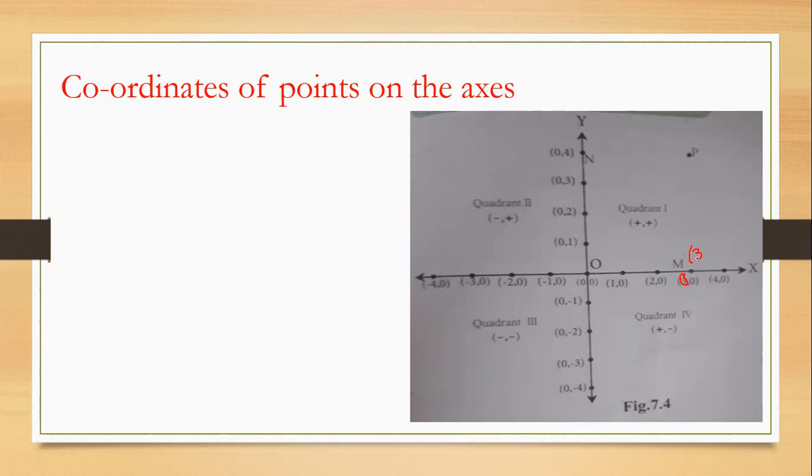Now, what about y coordinate? The y coordinate, it will be 0. Because you can see it is on 0. The distance is 0. So here we will write 3, 0. Right?